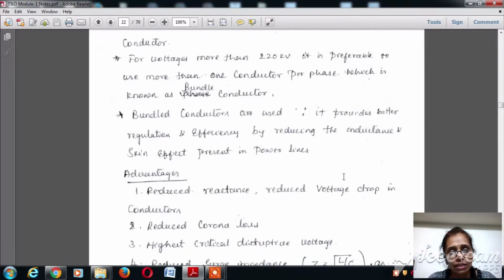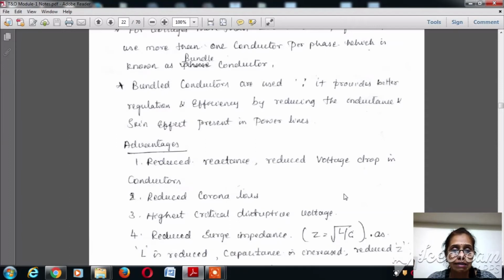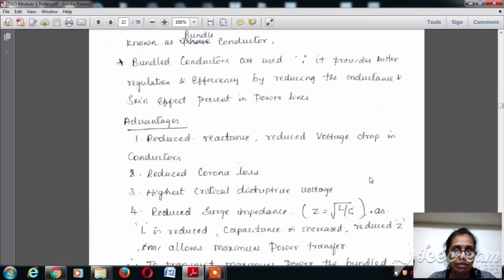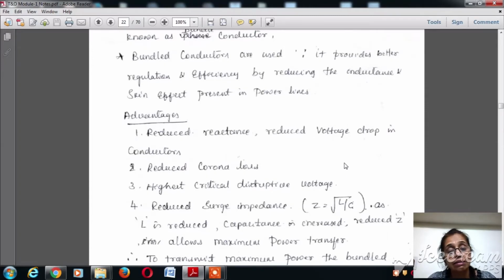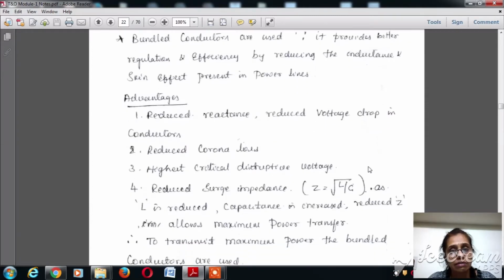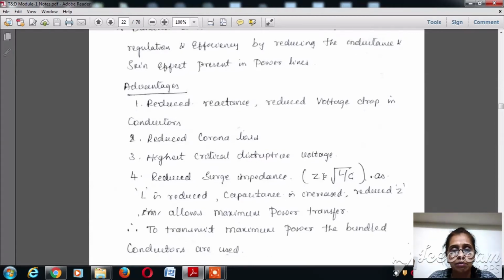So what are the advantages of this bundled conductor? Reduced reactance, reduced voltage drop, increased efficiency, better voltage regulation, reduced corona losses, higher critical disruptive voltage, and reduced surge impedance. The surge impedance is Z equal to the square root of L divided by C. So the higher the inductance, the higher the surge impedance, and if L is reduced, then the surge impedance will also be reduced, and reduced Z will allow the maximum power transfer.